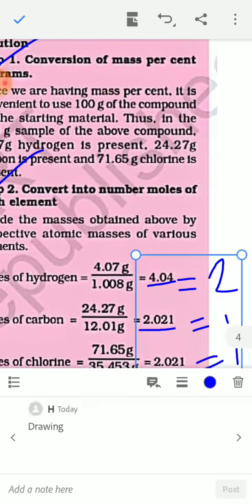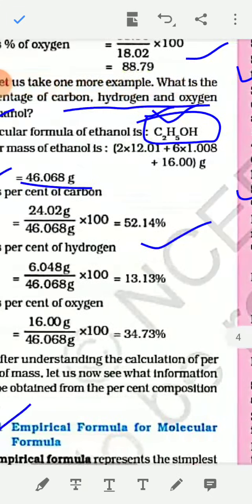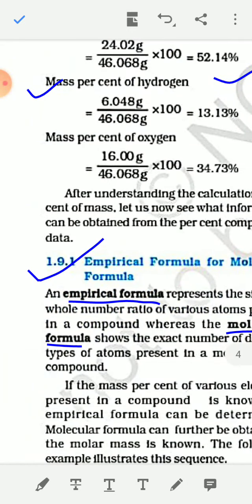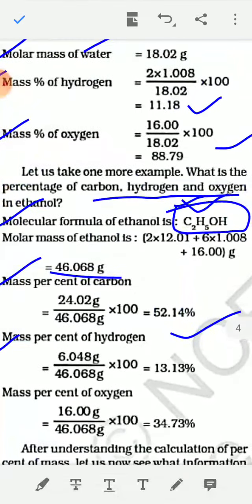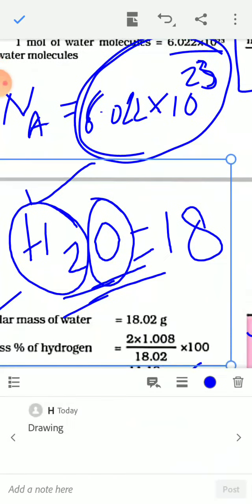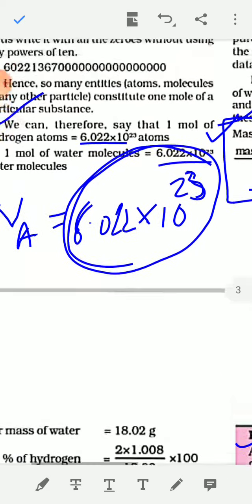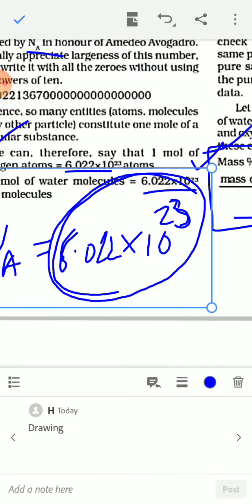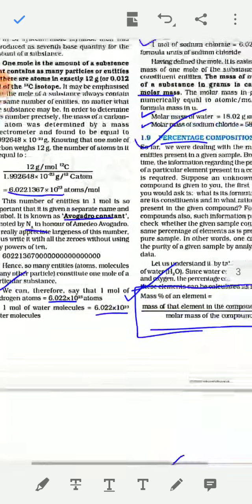Using these steps, you can calculate the empirical and molecular formula of different compounds. Their mass percentage will be given, and using the value of mass percentage you can calculate the empirical and molecular formula of different compounds.